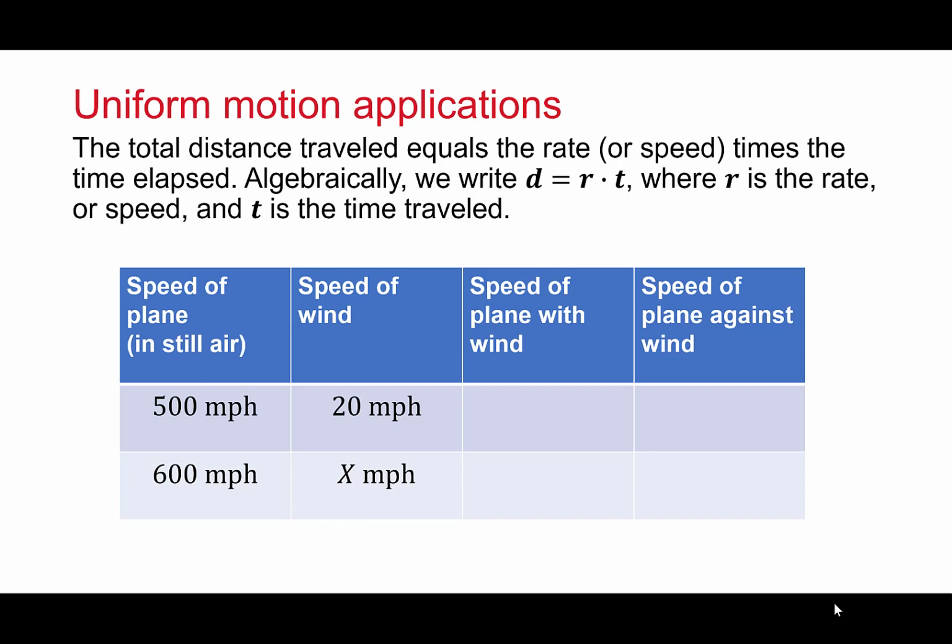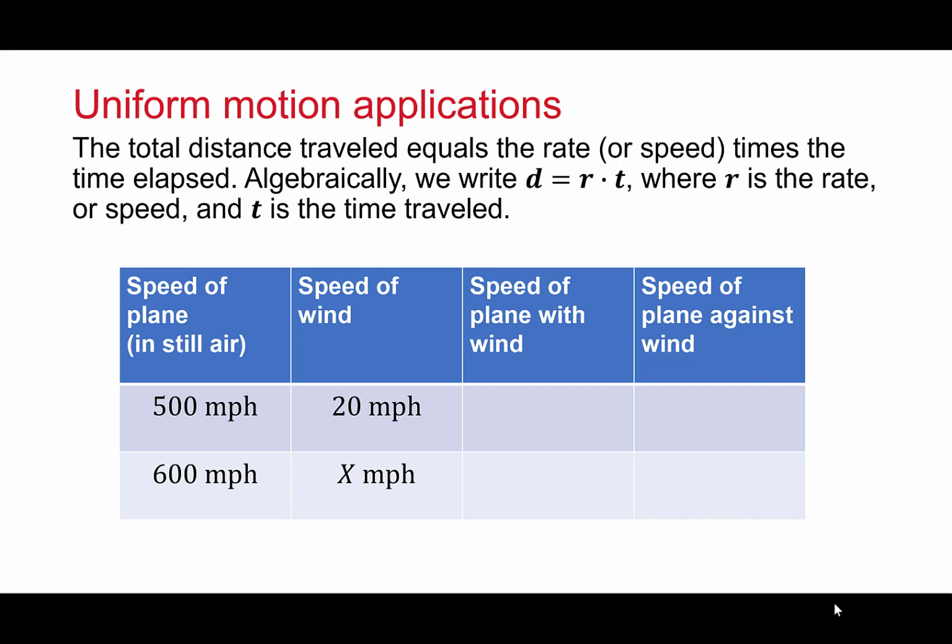Those two unknowns might be the speed of a plane and the speed of the wind, and we're going to see how we can think about how the wind affects the speed of the plane. So I have a chart with the speed of the plane in still air, then the speed of the wind. Then we want to think about what is the speed of the plane with the wind. So that is, if it is directly behind the plane, how does it affect the speed? And then the speed of the plane against the wind. That is, if the plane is flying straight into the wind, how does it affect the speed of the plane?